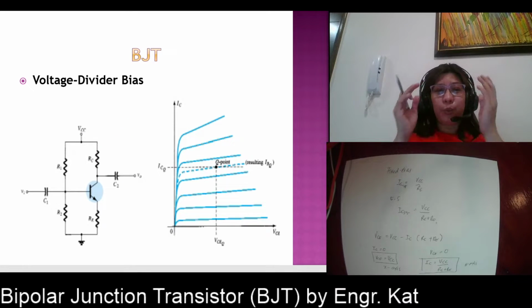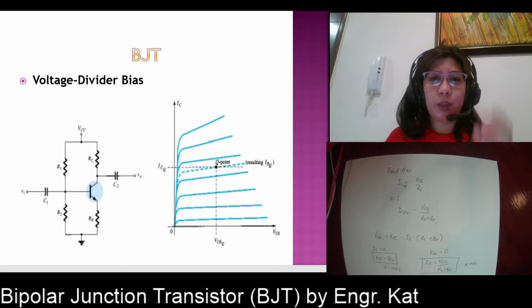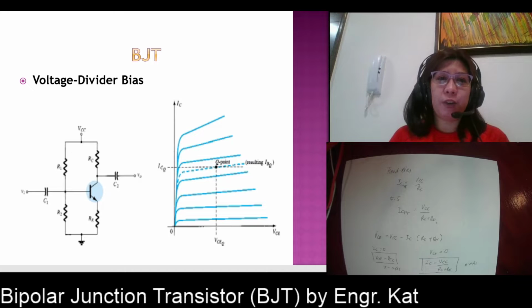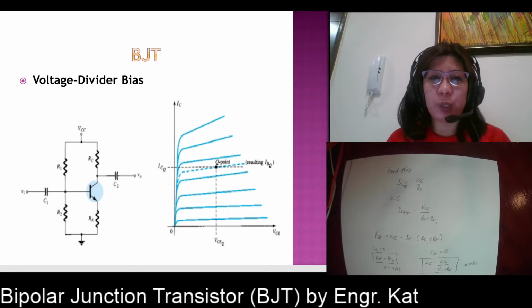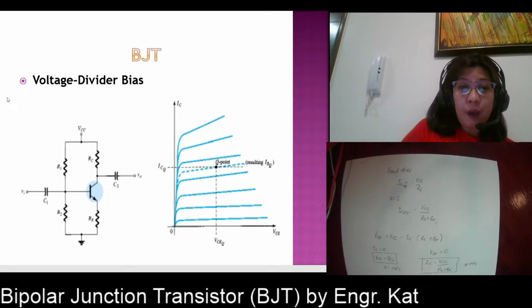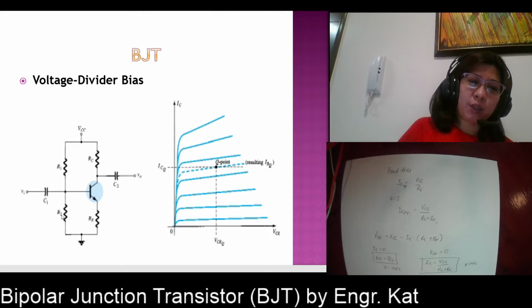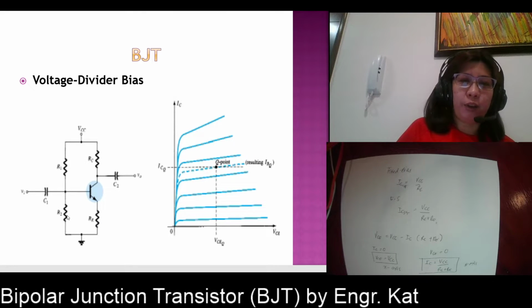Next. So the third and the most widely used transistor amplifier circuit is the voltage divider bias. So in the voltage divider bias, you can see we have, instead of RB here, we have R1 and you have your R2. So for fixed bias, we only have RB and RC. For emitter stabilized, we have your RE. And for voltage divider, we have an additional resistance, which is your R2.